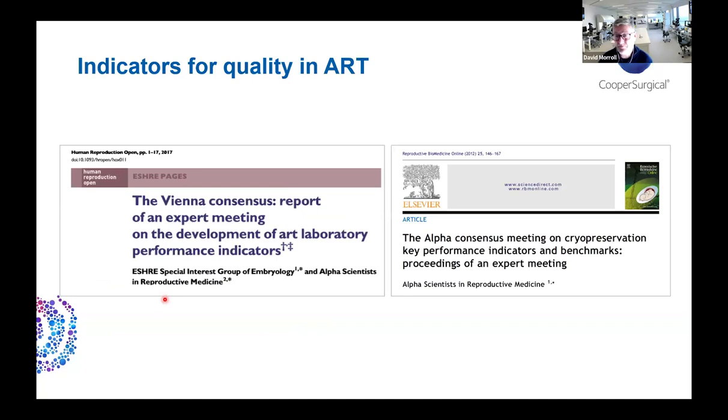Now, the reason I said that we're fortunate in the IVF lab that we have standardized evidence-based measures is that we can reference these two documents, the Vienna Consensus, which gives ART laboratory indicators, and the Alpha Consensus, which is focused on cryopreservation. So these are based on surveys sent to national and international societies and clinical lab directors, reviewed by expert panels, and coming up with minimum expected values according to the indicators, and also providing benchmarks. And the benchmarks are our target value if we're performing well.